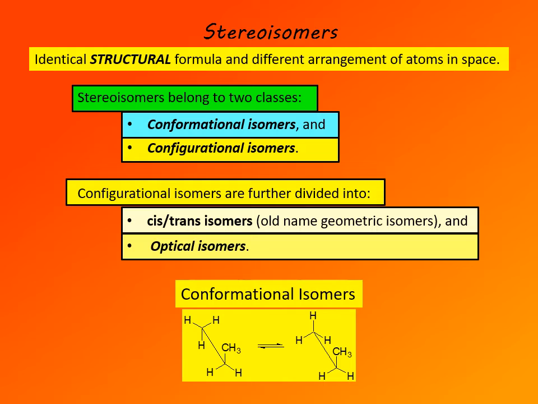We studied conformers in chapter 4 when we did conformational analysis. And here is an example of two conformers of propane. So here you can see eclipsed and staggered conformations of propane. We will not be looking at conformational isomers anymore. We have already done that.